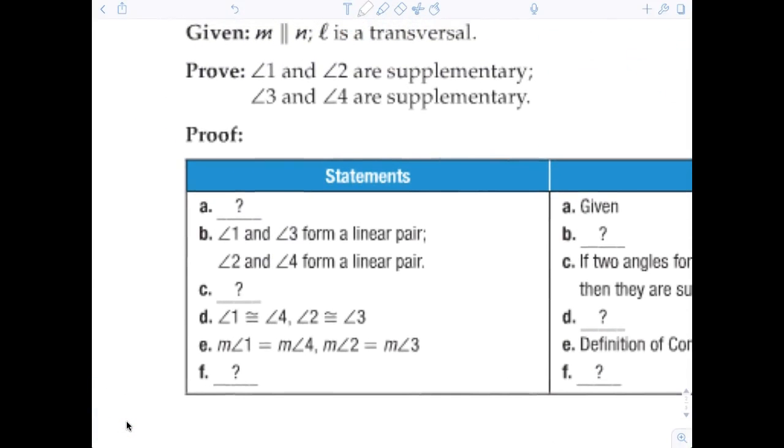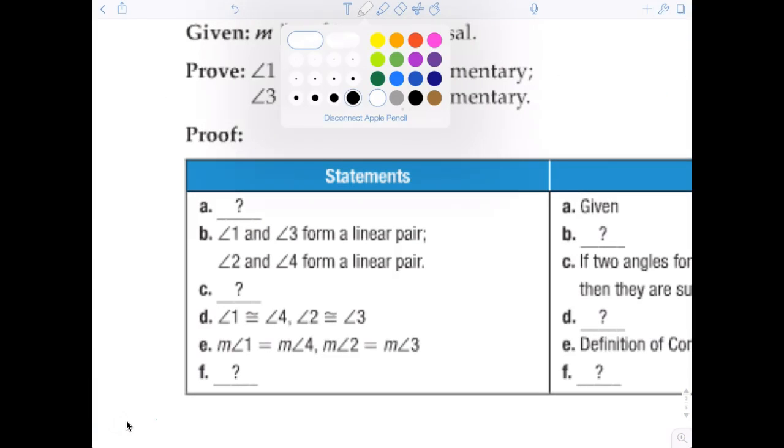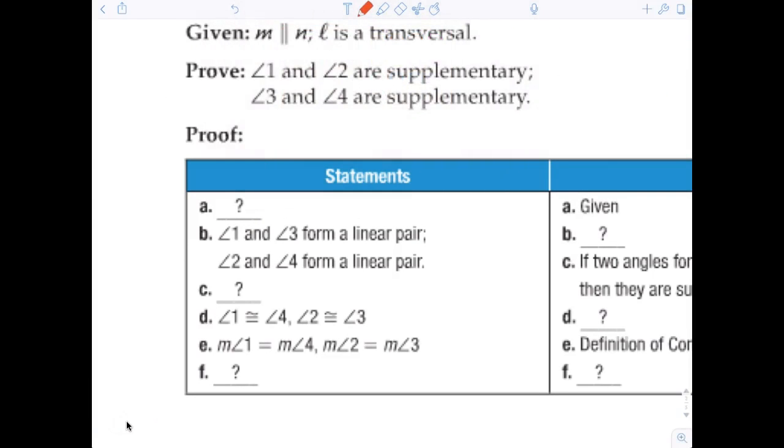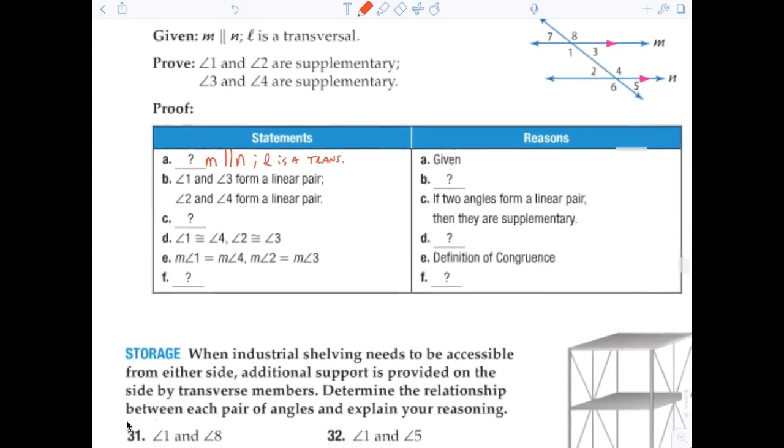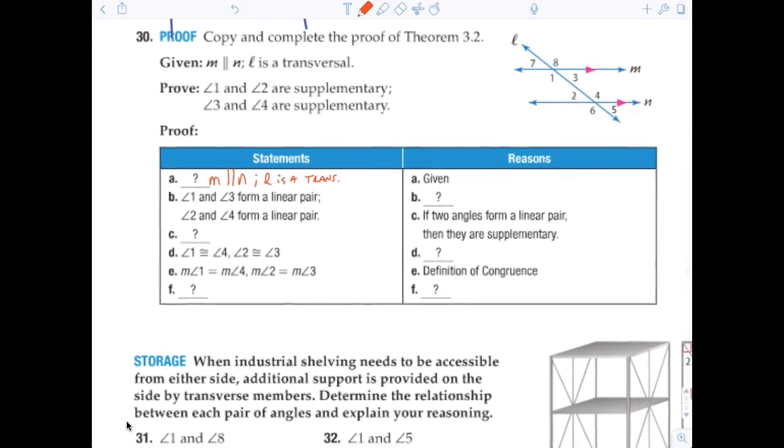All right. And again, don't be too lazy now. Because again, I think the hardest part is the proofs. So M is parallel to N, and L is a transversal. Okay. Now, for B, why do angle 1 and 3 form a linear pair? What are we going to say for that? Remember? What are you thinking? Linear pair postulate.